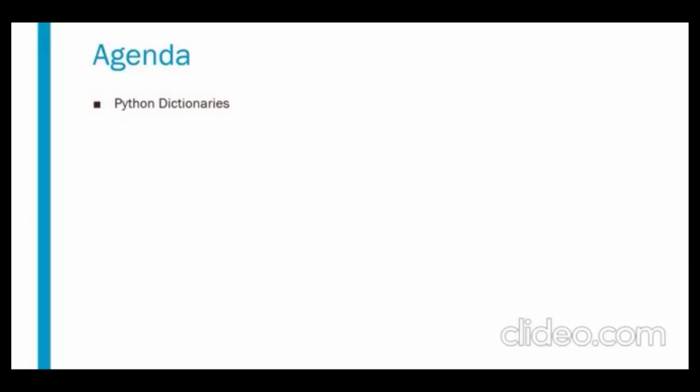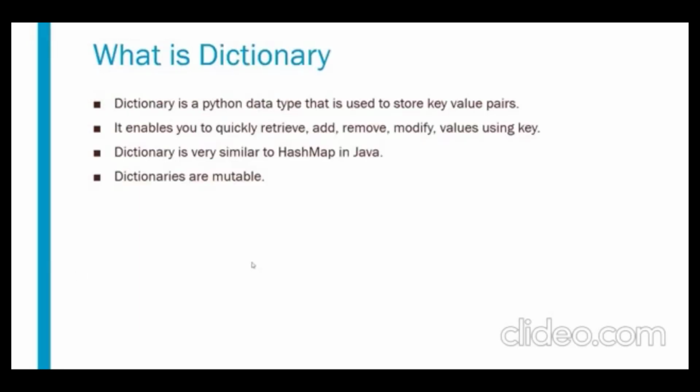So in this video, I'm going to show you how to use Python dictionaries. Let's start with this. Now, what is a dictionary in Python? A dictionary is a Python data type that is used to store key value pairs. It enables you to quickly retrieve, add, remove, and modify values using a key. A dictionary is very similar to a hash map in Java. Dictionaries are mutable in Python.